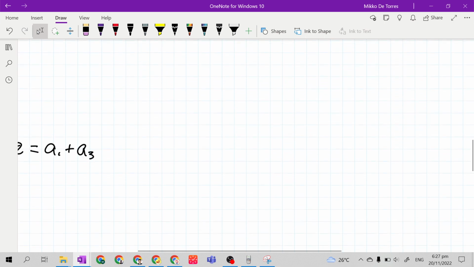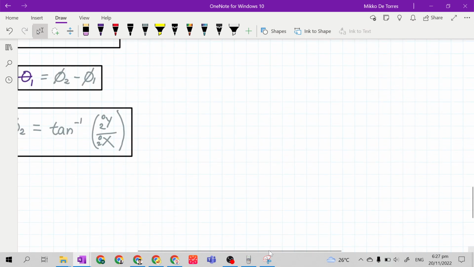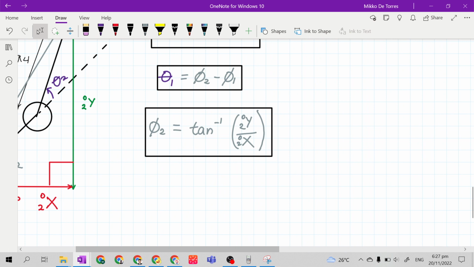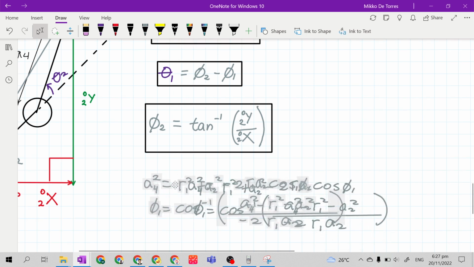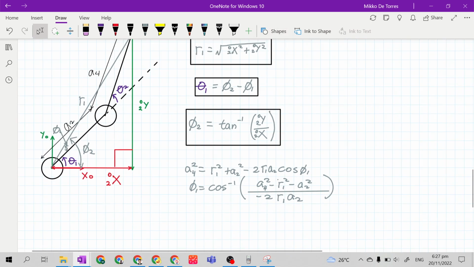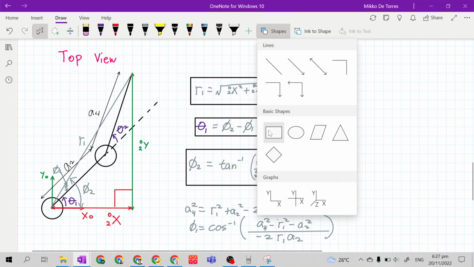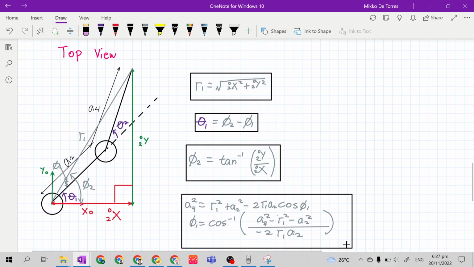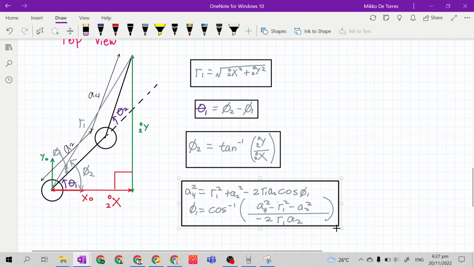Okay, so we will do it here. We will have this equation to solve for phi1. Because this is the formula of solving phi1, we will put it inside a square, or inside a box, or inside of a rectangle.